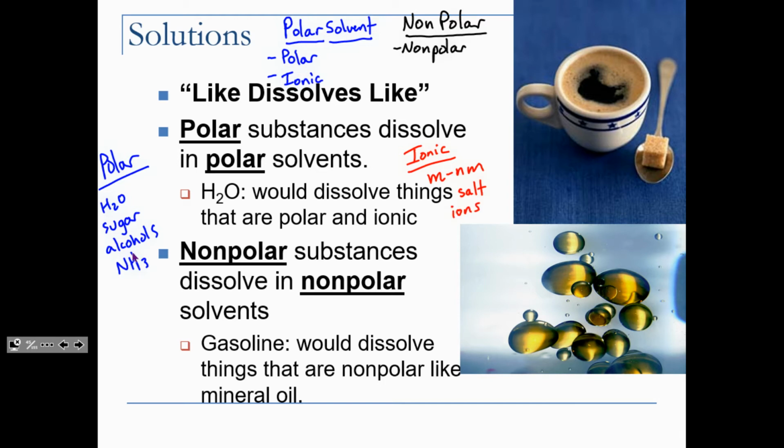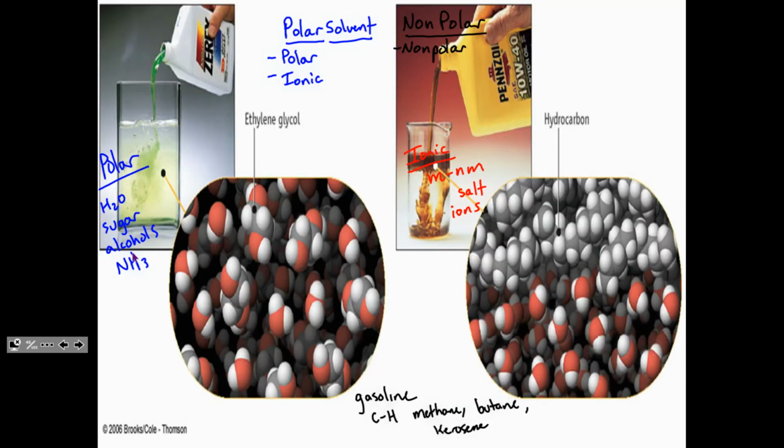And then nonpolar examples would be things like gasoline, anything with carbon and hydrogen bonds. Things like methane, butane, kerosene, anything that is perfectly symmetrical would be nonpolar.